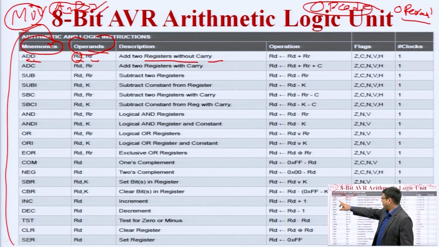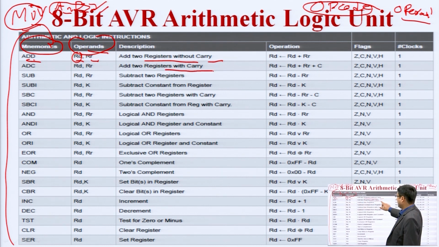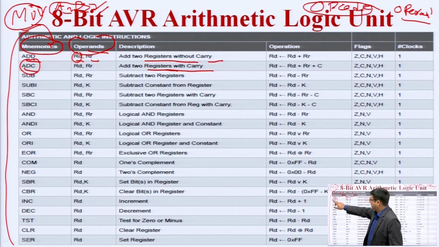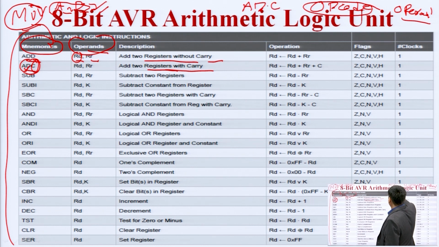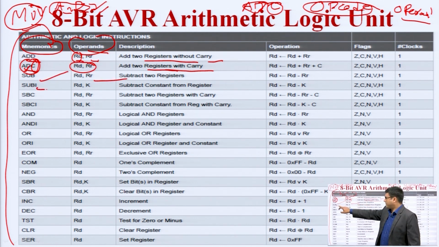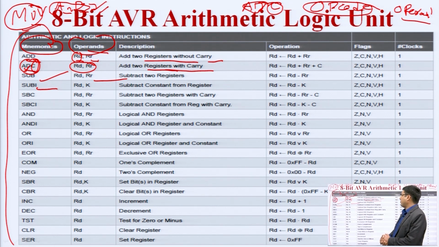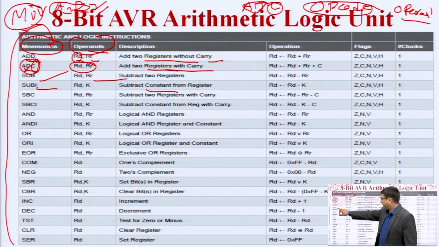What will be the opcode in case of carry? So add two registers with carry is ADC. ADC means AD is the addition operation, C means with carry. So we are doing the addition operation between two registers with carry. Similarly, subtraction operation: subtract two registers, subtract a constant from a register. Okay, constant is defined here.